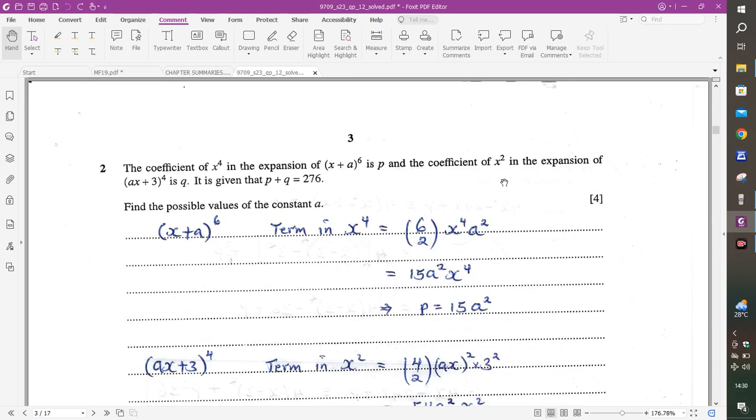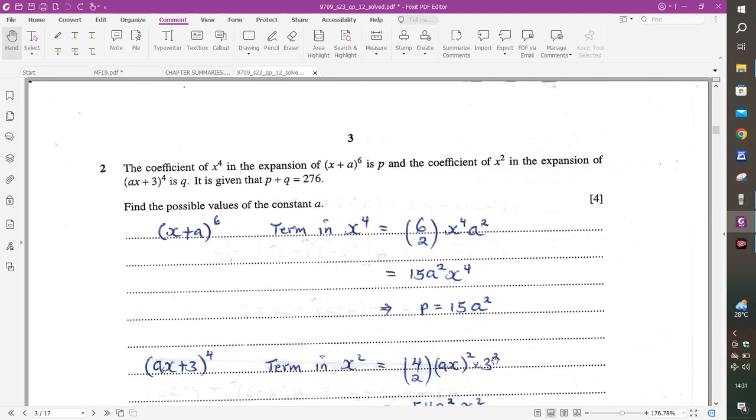And then they also say that the coefficient of x squared in the expansion of (ax + 3) to the power of 4 is q. So I have again my two terms here. I have ax and then 3. So I first write my ax and then a 3. And then this is power 4. So I ask myself, which power am I going to put on ax such that it ends in x squared? Automatically, it has to be a 2. So I will put a 2 here.